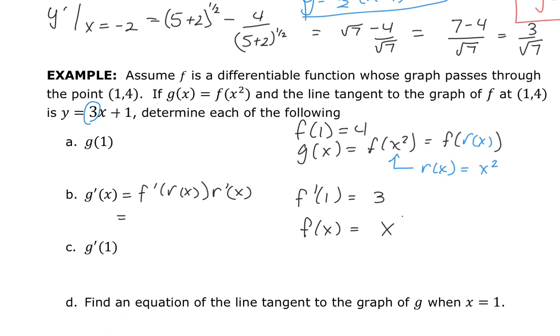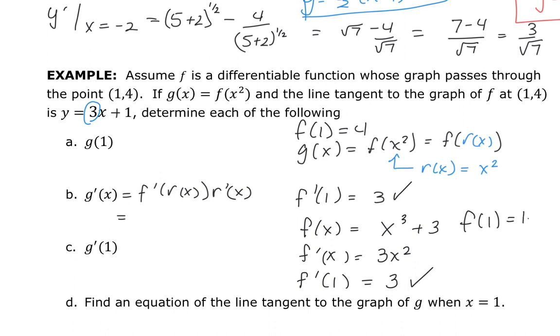So let's try x cubed plus 3. Now let's see if the derivative works. f prime of x is going to be 3x squared. f prime of 1 does give me 3, so that one works. Now if I do f of 1, this is going to be 1 plus 3, which is 4. Oh, and so I have this output. So what I think my f function, a function that could work, is x cubed plus 3. Now, is this the only one that could work? No, this is not the only one that could work, but it's a nice one. Okay, so I think I've got what f of x is.